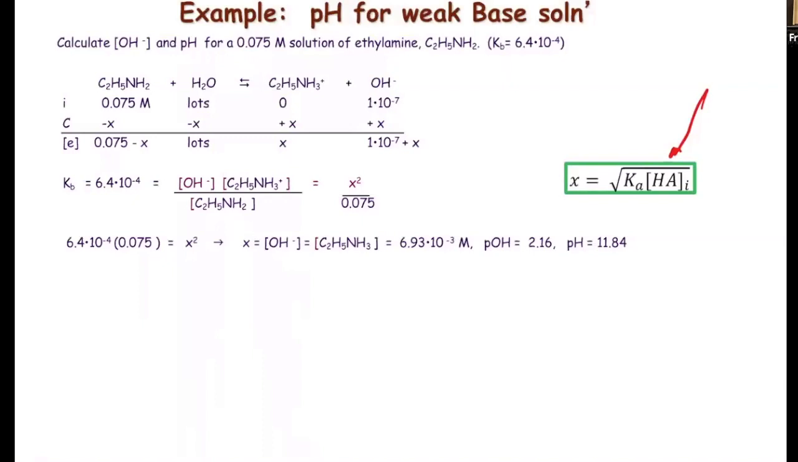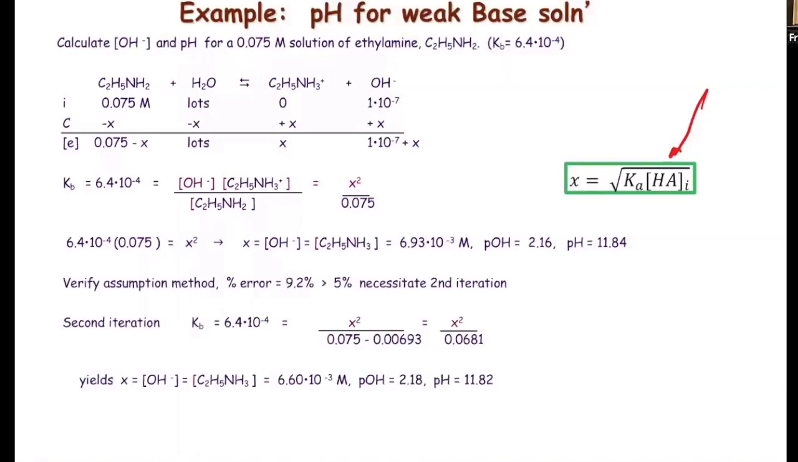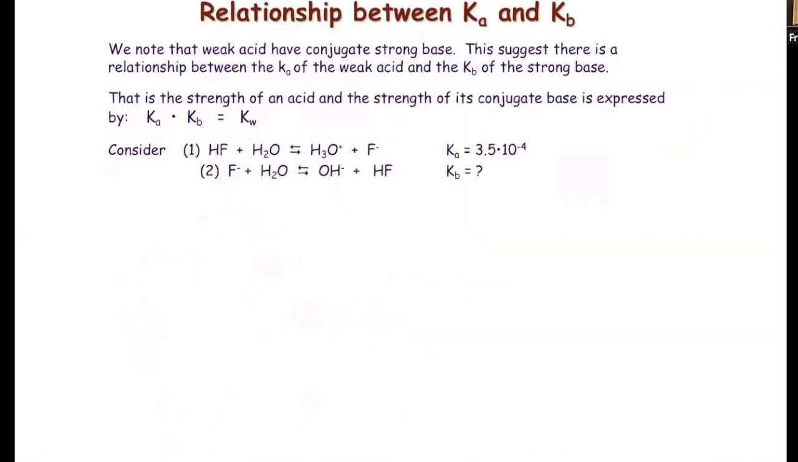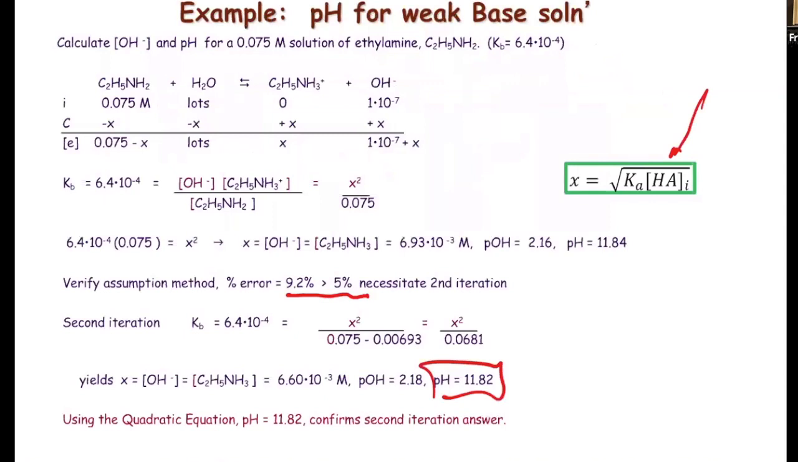The first iteration gave me a pH of 11.84. The error was greater than 5%. If I do the 5% rule, I do a second iteration, the pH comes out to 11.82, which is what I got in my calculation. If I do the quadratic on that, the quadratic actually gives me 11.82 as well.